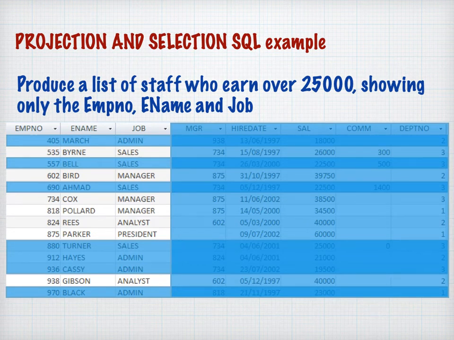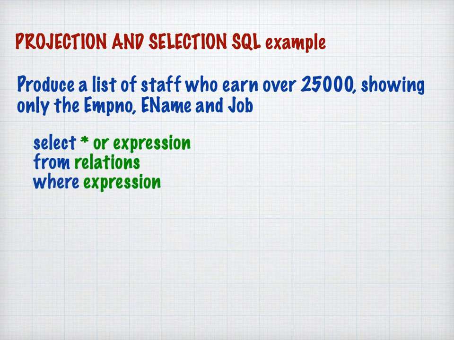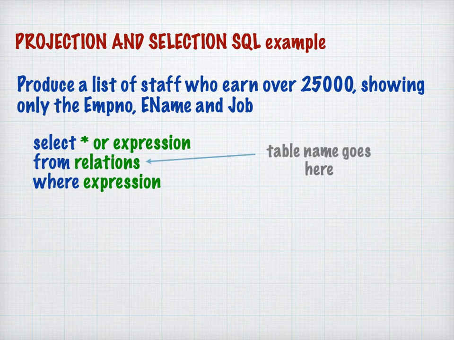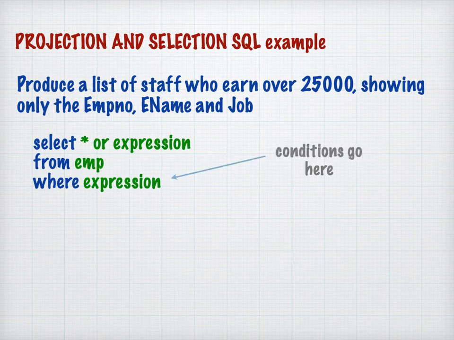So let's work our way through constructing that SQL statement. We start off with the reserved words select from where. The first thing we do is ask, which particular table are we interested in? Well, we know in this instance it's going to be the EMP table, the EMP relation. So we pop that in there. What particular conditions are we interested in? Well, we know it's asking us to look for staff who earn over 25,000. So that goes after the where clause, just like that.